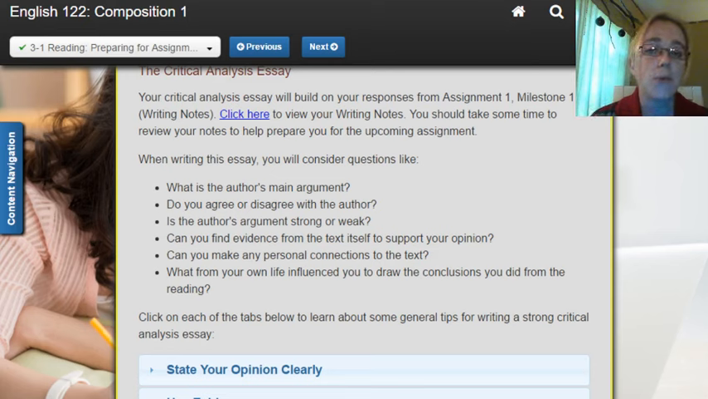Can you make any personal connections to the text? Have you ever experienced anything that they have? Did you have any of that gut reaction that we've talked about before? And did that affect your interpretation of the text? And then finally, what from your own life influenced you to draw the conclusions you did from your reading?